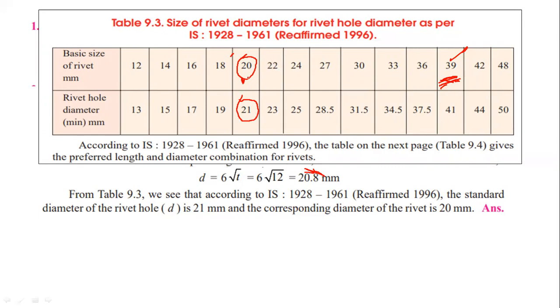Okay. I selected these two values for rivet diameter and rivet hole diameter. Okay. 20 mm is the rivet diameter. 21 mm is the rivet hole diameter. Okay. These are the preferred values.